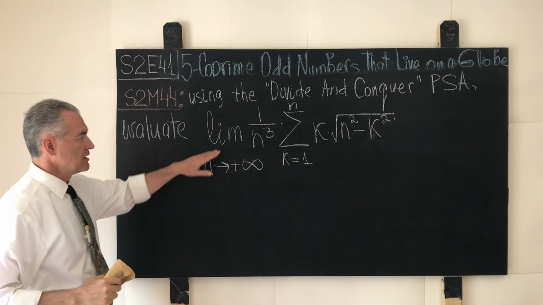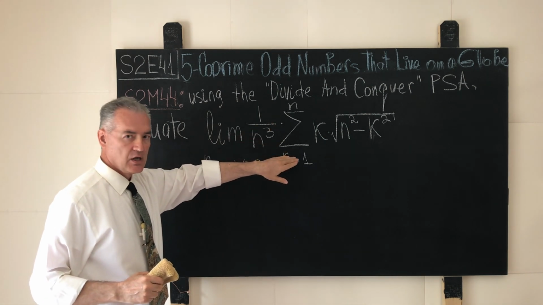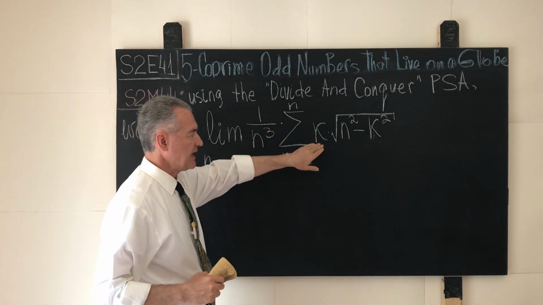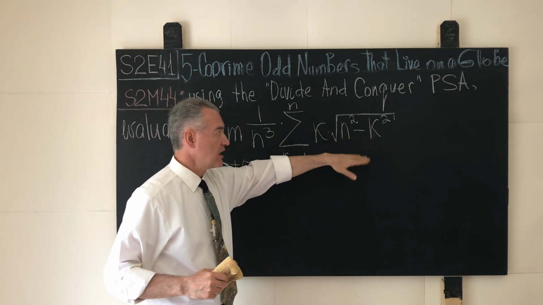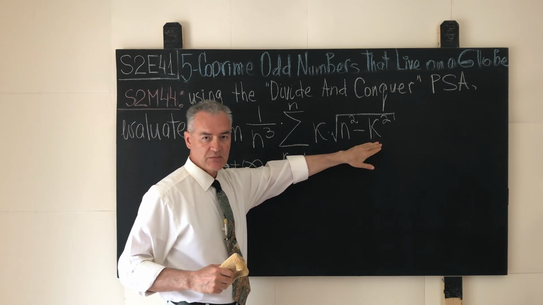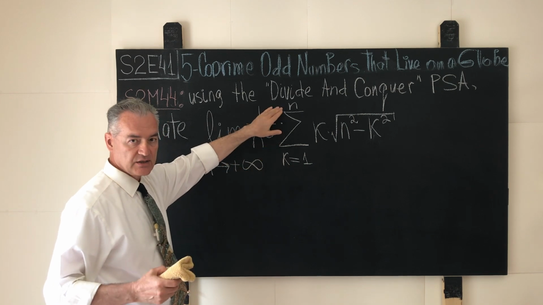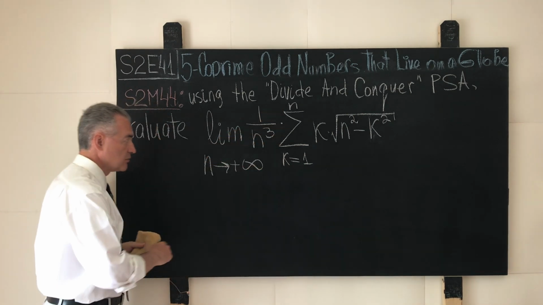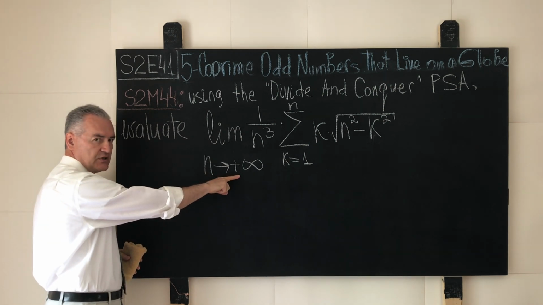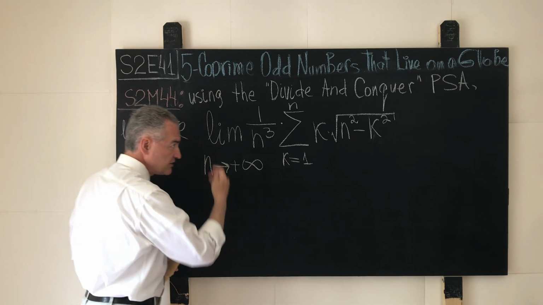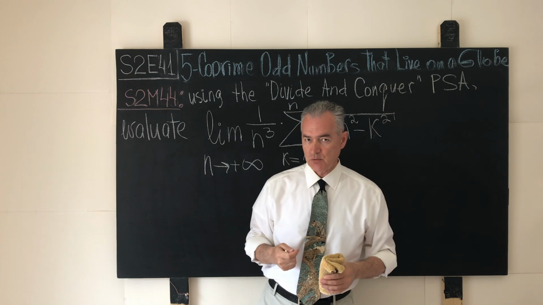One more time, the limit of 1 over n cubed times the sum of the following summand, k times square root of n squared minus k squared, and the summation variable is k, and it varies from 1 till n, where n is a whole positive number, arbitrary number, and the limit is evaluated when n tends to positive infinity. Again, the intended solution over here has to use the divide and conquer problem solving approach.